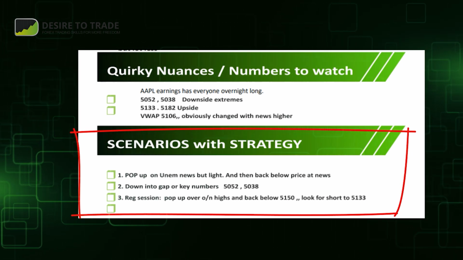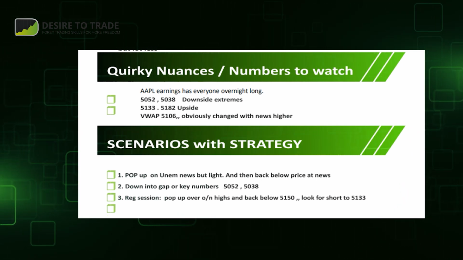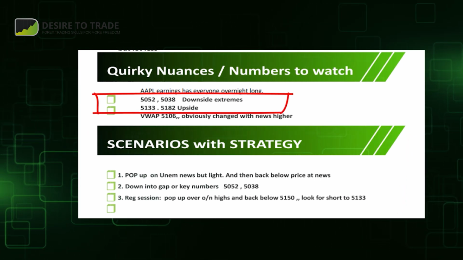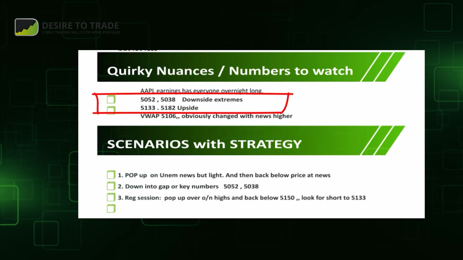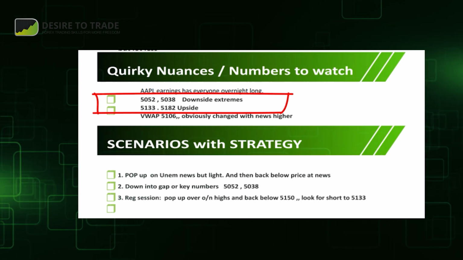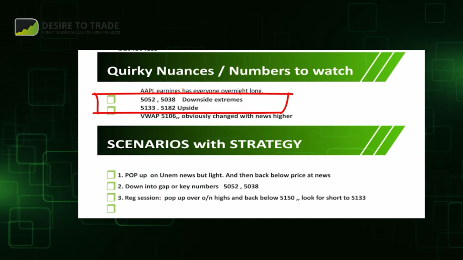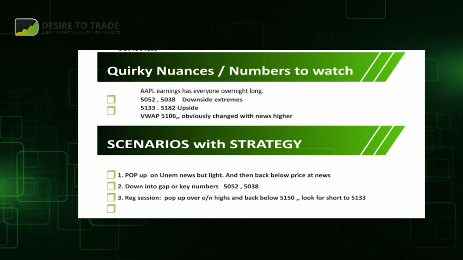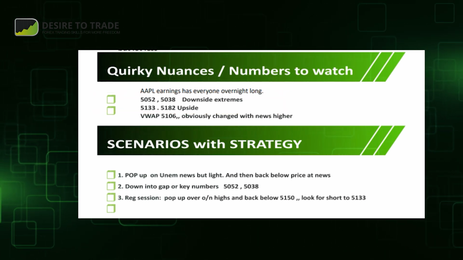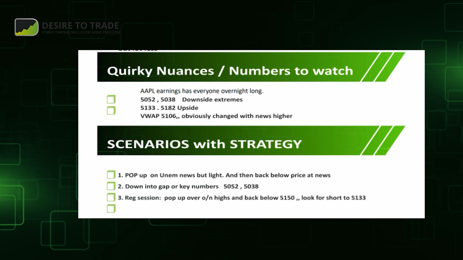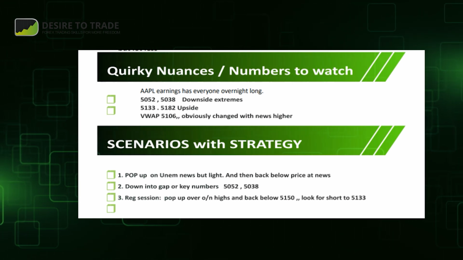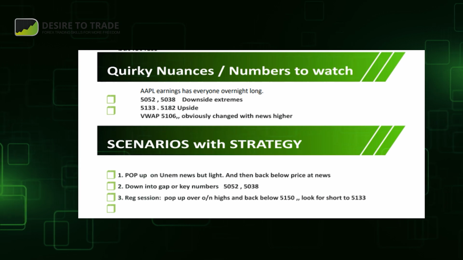Down into gap or key numbers. What are those numbers? We talked about that. 5052, 5038. And then the up, right? And what were my other numbers we talked about? 5133 and 518. Okay. So very quickly, I have sort of a mini game plan. I have a scenario if it pops up on the news or if it goes down at the open.